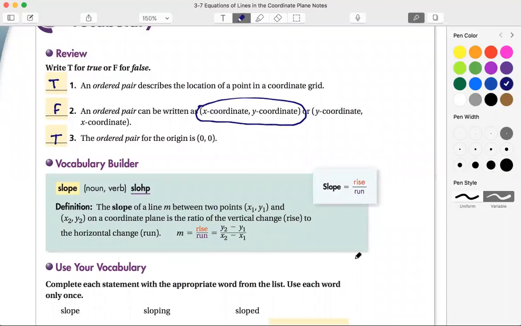All right, vocabulary builder. What is slope? The slope of the line between 2 points x1, y1, and x2, y2 on a coordinate plane is the ratio of the vertical change, which we call the rise, to the horizontal change, which we call the run. Slope is rise over run. So the formula for slope, which we need to have memorized, is y2 minus y1 over x2 minus x1.